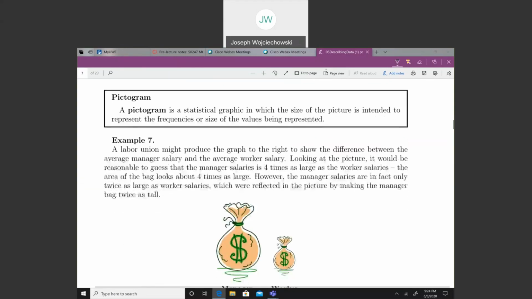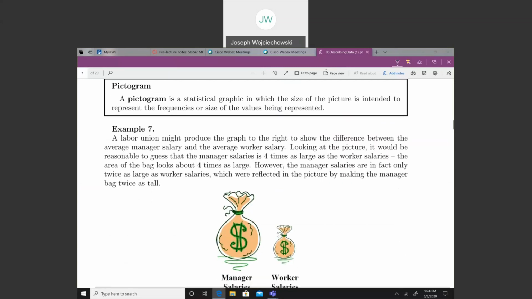Okay, a pictogram is a statistical graphic in which the size of the picture is intended to represent the frequencies or size of the values being represented. So a labor union might produce the graph below to show the difference between the average manager salary and the average worker salary. Looking at the picture, it would be reasonable to guess that the manager's salary is 4 times as large as the worker's salaries.